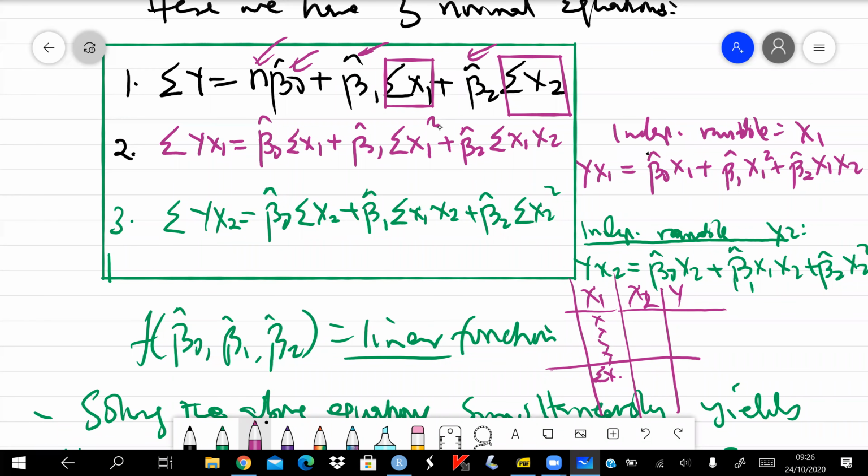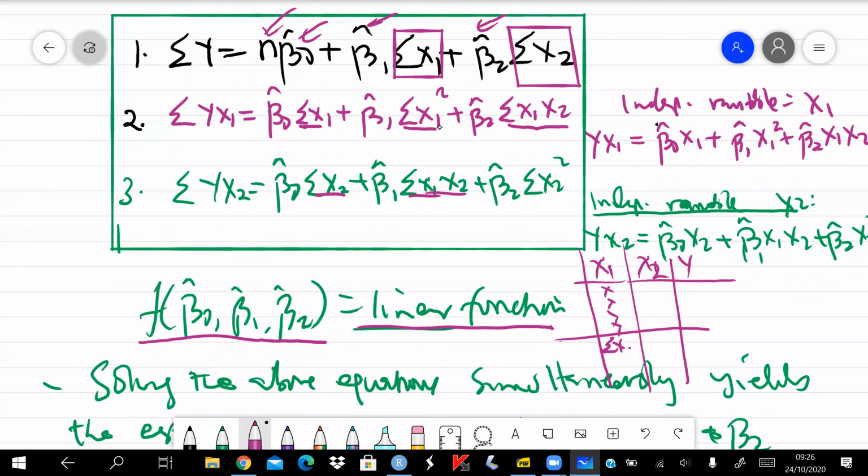That's why I said it's a function of these three, beta naught, beta 1, and beta 2. It's not a function of x1 and x2. And it's linear because, as you can see, the powers of beta naught, beta 1, and beta 2 in all the equations are 1, so the three equations are linear functions. All this information will be given. So the unknowns here are beta naught, beta 1, and beta 2.